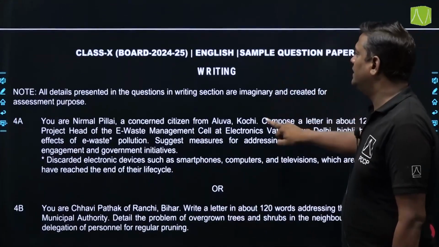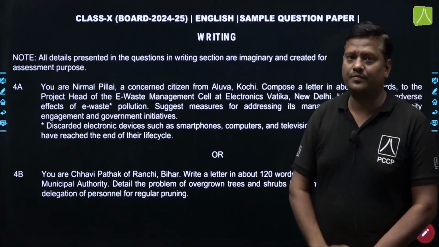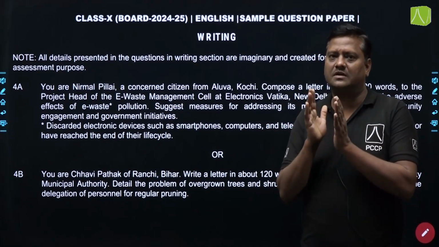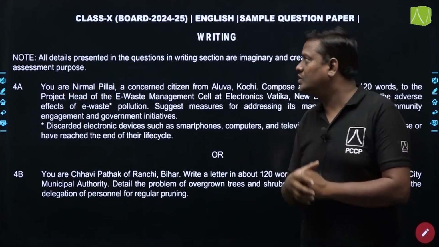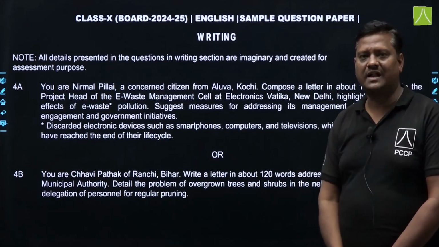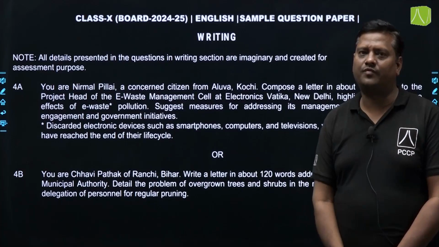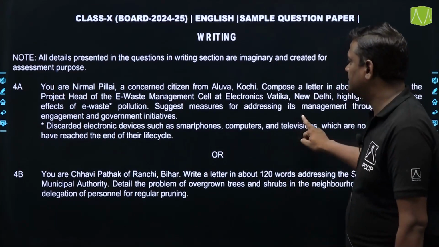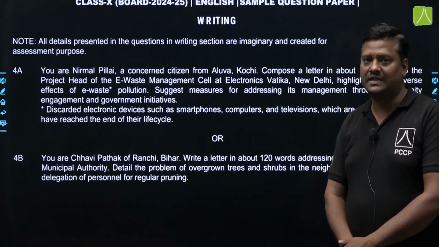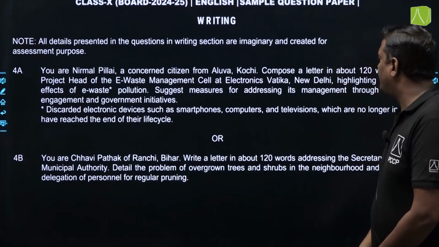Then we come to the writing section. As we know, section B will have grammar and writing: grammar 10 parts, writing 10 parts. So, we have two topics in the writing section, letter writing and paragraph writing. Letter writing will be of 5 marks. As we see here, we will be given 2 questions of letter writing and we have to solve any one. The marks weightage will be 5 marks.